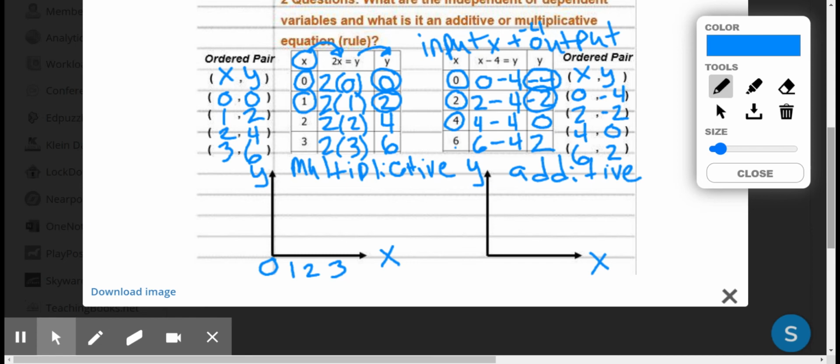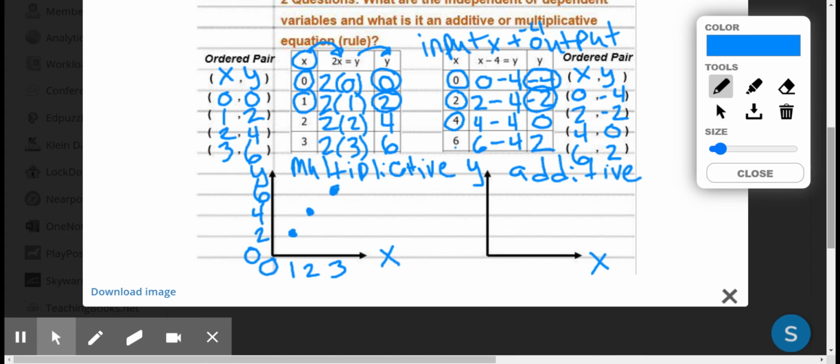And then the y-axis looks like it's going 0, 2, 4, 6. So 0, 2, 4, 6. And we can actually skip count those. Okay. So 0, 2, 4, 6. So when x is 1, y is 2. So we're going to go over 1, up 2. When x is 2, y is 4. And when x is 3, y is 6.